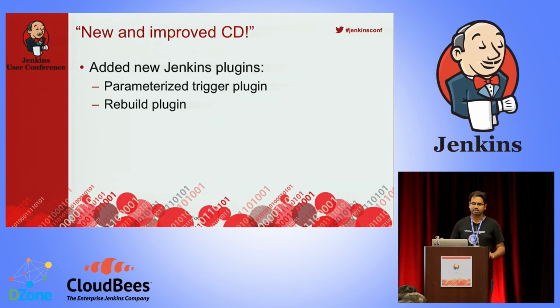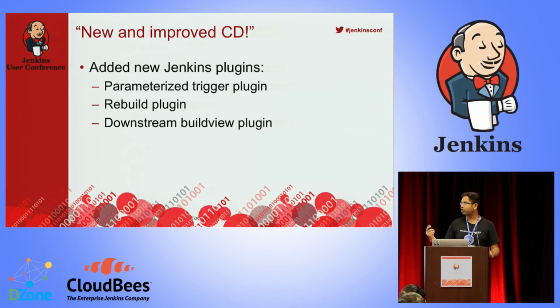And then the rebuild plugin. Because the pipeline has a lot of steps, say one of the monitoring checks was broken due to some external reason, we didn't want to start the pipeline all the way from the beginning. So the rebuild plugin helped us to trigger the pipeline from where it was broken. Next one is downstream build view. This is more on the visualization side of things.